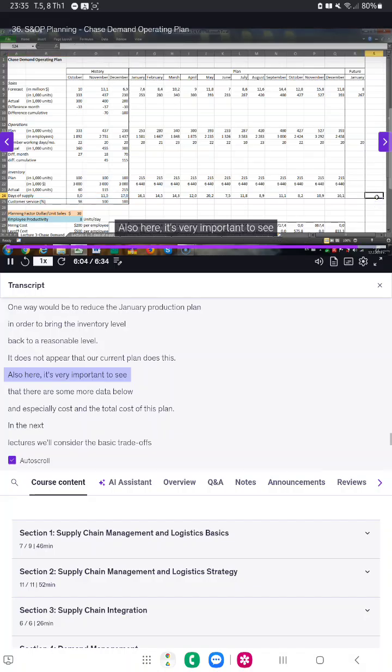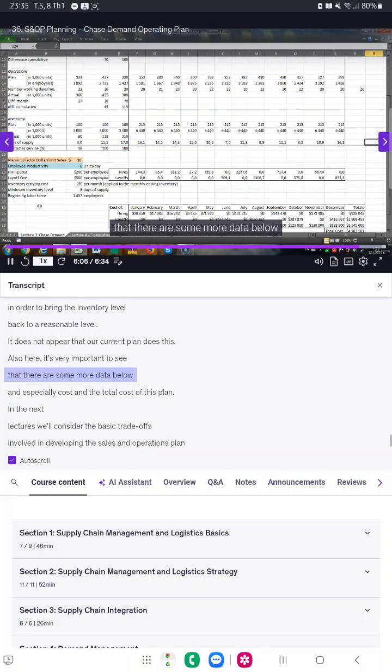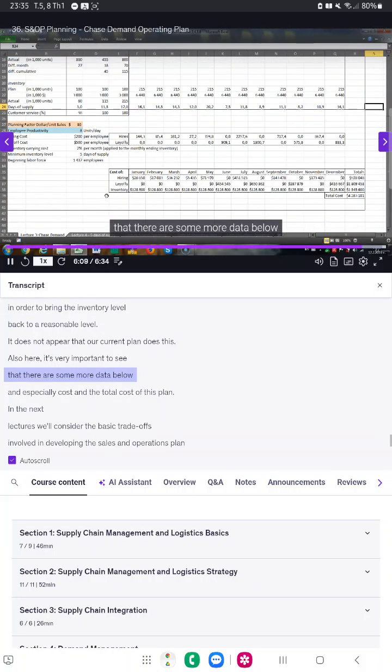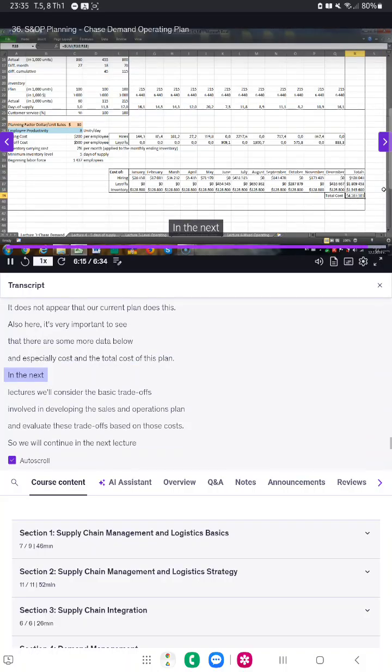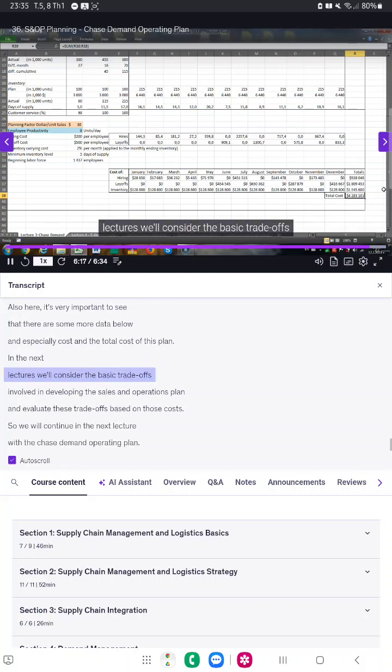Also here, it's very important to see that there is some more data below, and especially costs and the total cost of this plan. In the next lectures, we will consider the basic trade-offs involved in developing the sales and operations plan and evaluate these trade-offs based on those costs. So we'll continue in the next lecture with the Chase Demand Operating Plan.